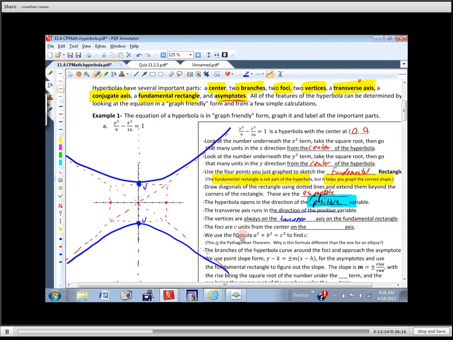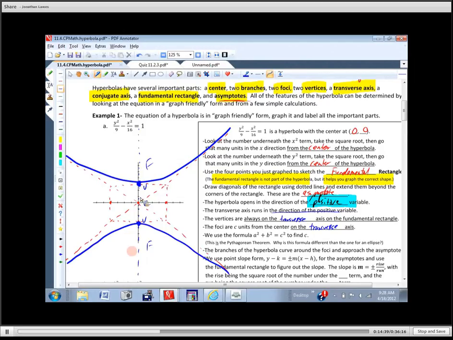Okay, the foci are C units from the center, also on the transverse axis. So this transverse axis is really important. You can find the center on it, you can find the vertices on it, and you can also find the foci. So there's going to be a focus up here and a focus down here. Now, listen very carefully. When we started conic sections, I said you can always find the foci inside the curved part of the conic section. Here's the curved part of the conic section. There's the focus on the inside. Here's the curved part of the conic section. There's a focus on the inside. Everybody good with that? Okay, now, listen very carefully. If you think about it this way, you don't have to remember or memorize the formulas as much because you'll just know how it works.